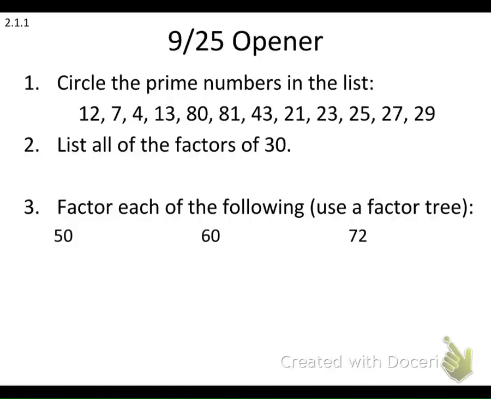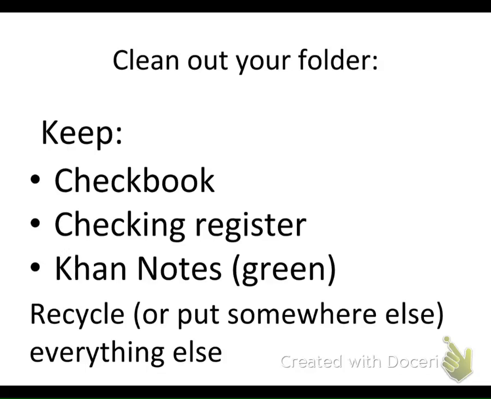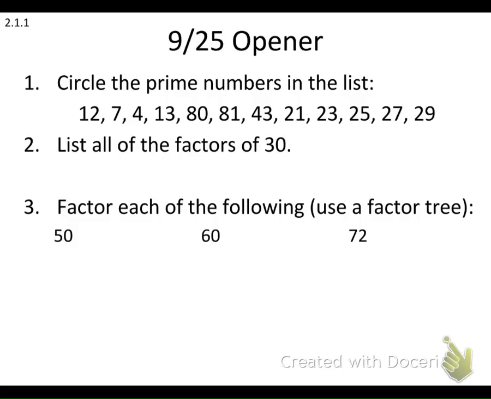So today's opener is going to get us ready to start talking about square roots in a little bit more depth. The first part of our opener says to go ahead and circle the prime numbers in the list. So we have the numbers 12, 7, 4, and so forth. Remember, prime numbers only have two factors, the number 1 and then the actual number itself. Composite numbers have more than two factors.